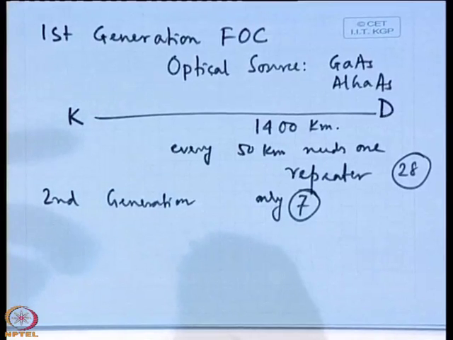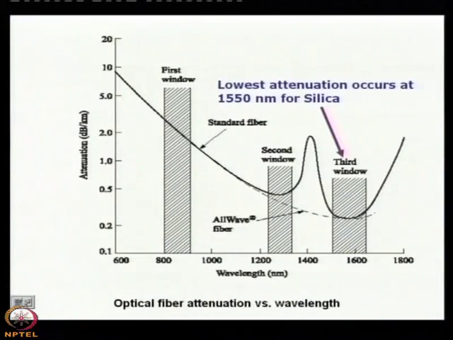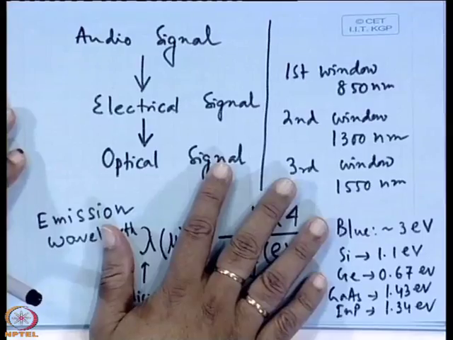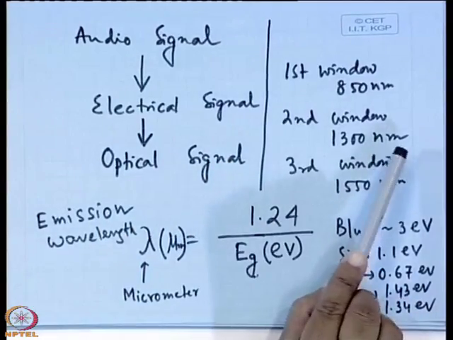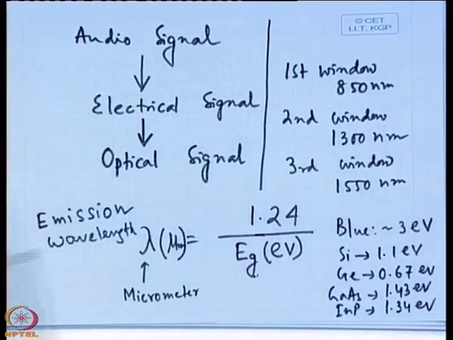That is an example. Now, if you can use the third window, for third window, what was the value? It is 0.3. So, even less. So, instead of 7 repeaters, now you need 4 to 5 repeaters, right. So, that is the advantage of using the third window or second window. The second window, I showed you that for second window the value was 1300 nanometer and for third window it was 1550 nanometer.